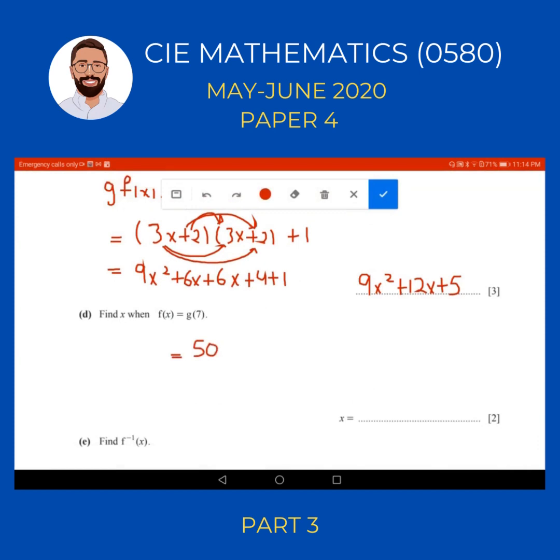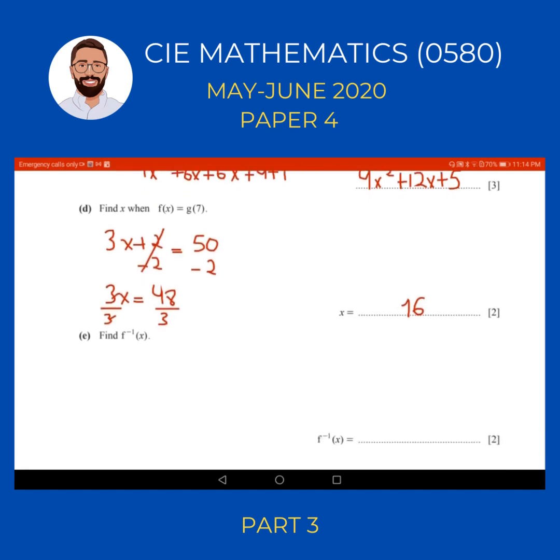And what's f of x? f of x is 3x plus 2. So this is a linear equation. So I need to subtract 2 from the left hand side and 2 from the right hand side. So 3x is 50 minus 2, which is 48, over 3, and here over 3. So x is 48 divided by 3, which is equal to 16.